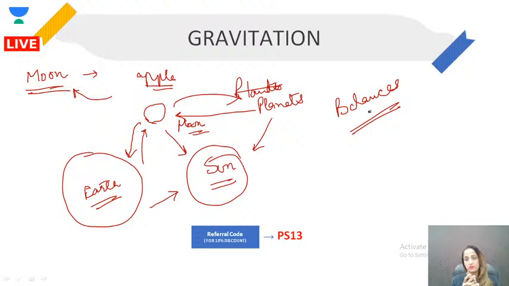And that's why things don't collide with each other. So this is what we call gravitation. Everything attracts everything else towards itself, and this is called gravitation.